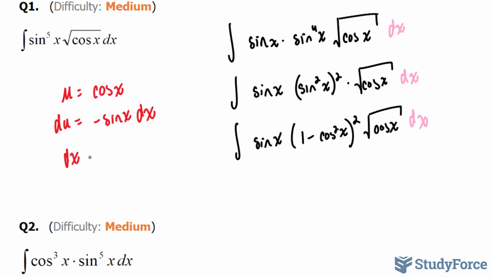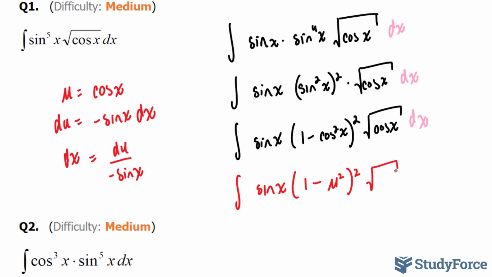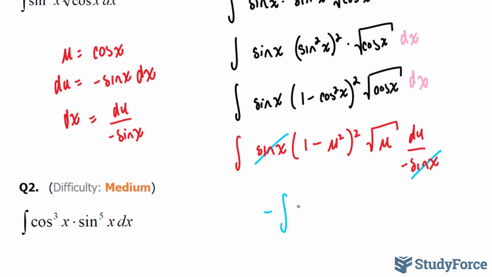Solving for dx, I get dx is equal to du over negative sine x. I'm going to substitute this into our function, where I have the integral of sine x times 1 minus u to the power of 2 to the power of 2. This has become the square root of u, and the dx is replaced with du over negative sine x. This cancels out. I'm going to take this negative outside of my integral. I'm allowed to do that, where I have the integral of 1 minus u to the power of 2 to the power of 2 times the square root of u.